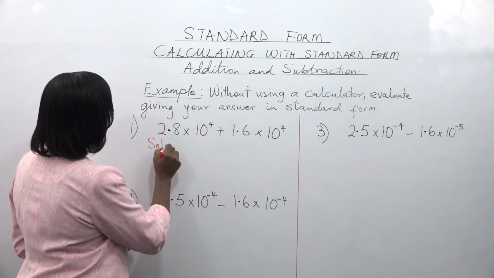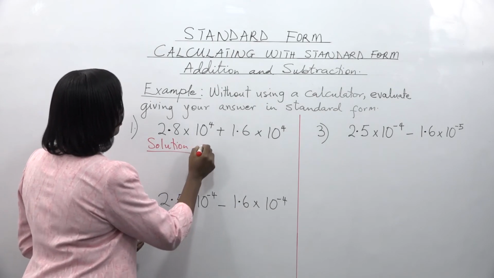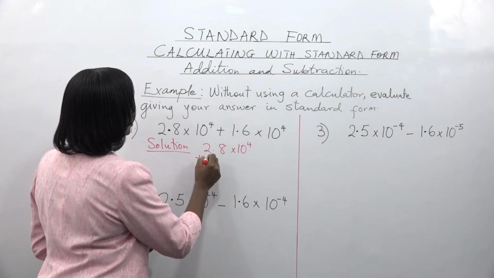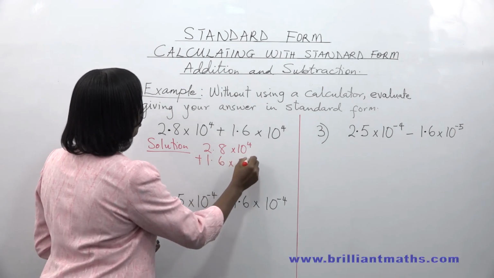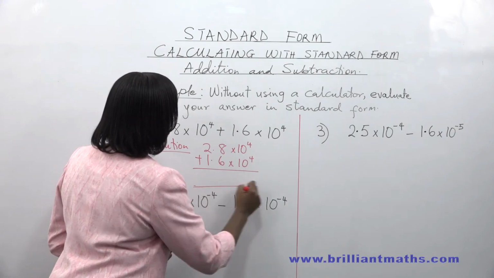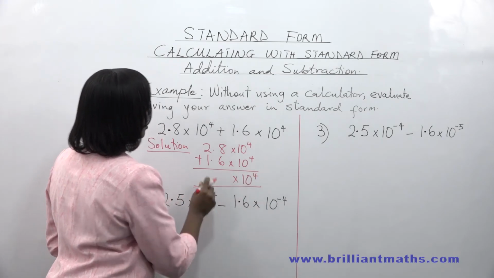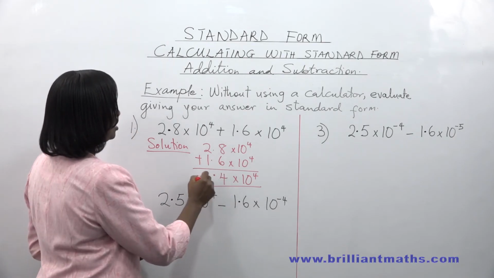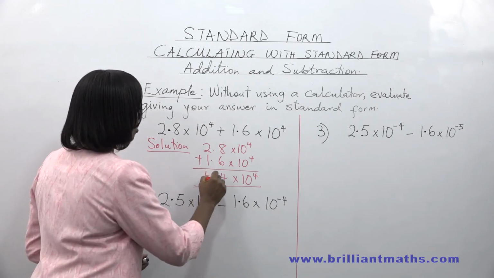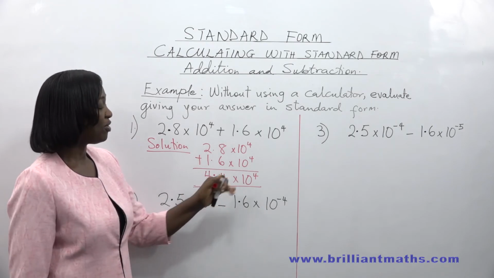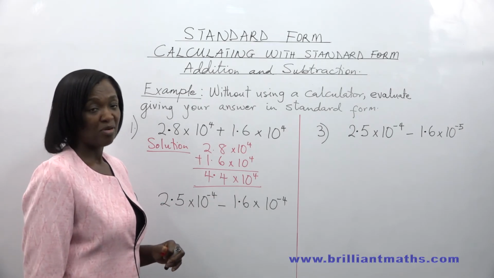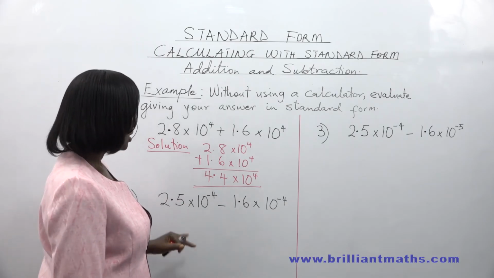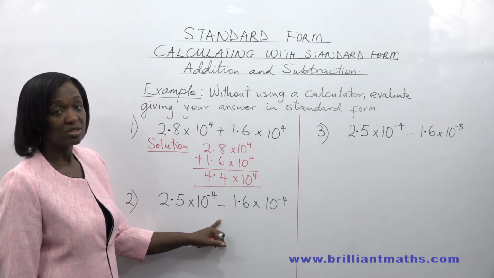So solution. We have 2.8 times 10 to the power 4 plus 1.6 times 10 to the power 4, and that will give us: 8 plus 6 is 14, carry 1. 2 plus 1 is 3, plus 1, that's 4. So the answer to that calculation is 4.4 times 10 to the power 4. Both of them are to the same power of 10. So that's very easy.